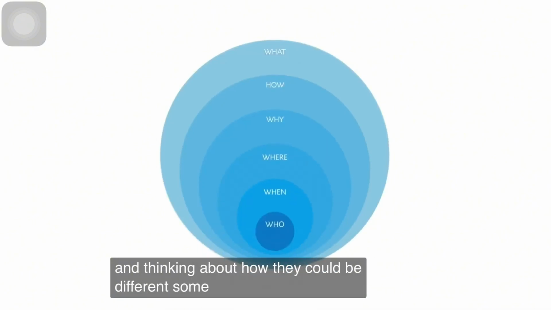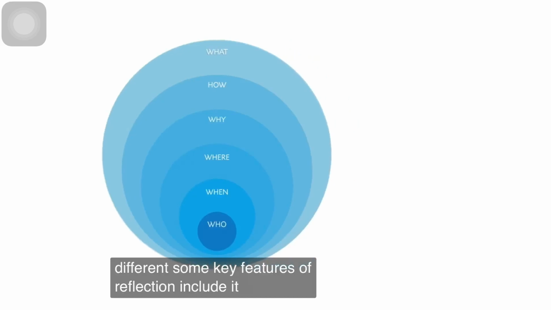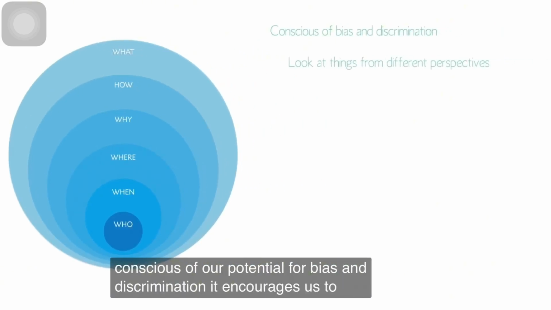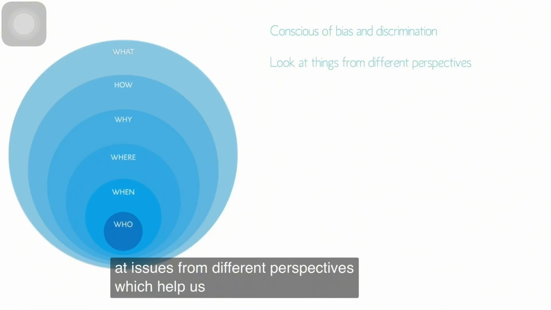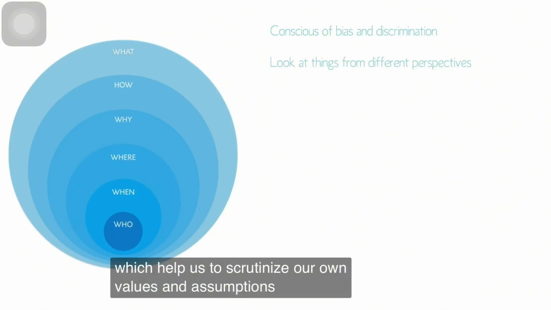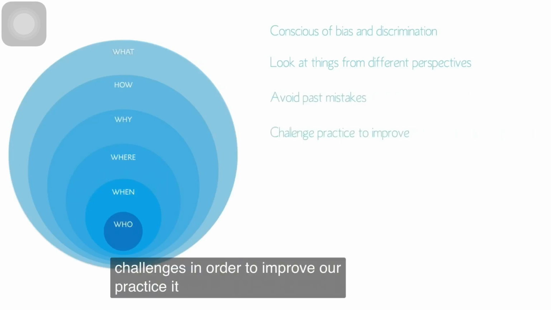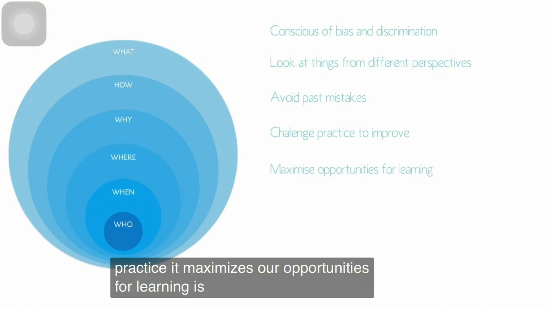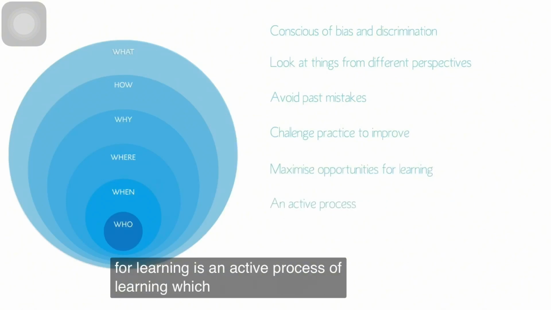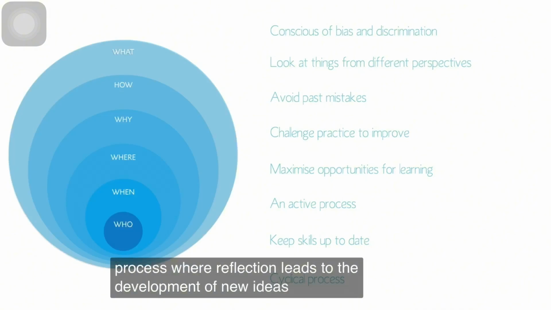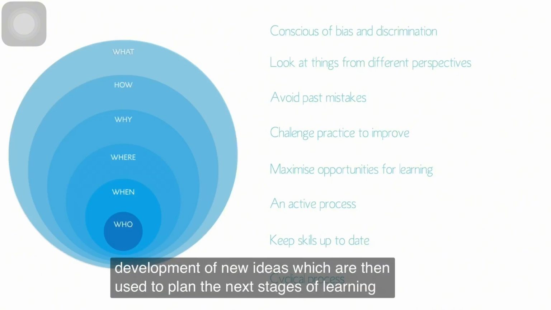In practice, this means having a questioning approach, considering why things are as they are and thinking about how they could be different. Some key features of reflection include: it helps us to be conscious of our potential for bias and discrimination. It encourages us to look at issues from different perspectives, which help us to scrutinise our own values and assumptions. It helps us to avoid past mistakes and challenges in order to improve our practice. It maximises our opportunities for learning. It's an active process of learning, which involves more than thinking or thoughtful action. Reflection helps us to prevent our skills from becoming out of date, and it's a cyclical process where reflection leads to the development of new ideas, which are then used to plan the next stages of learning.